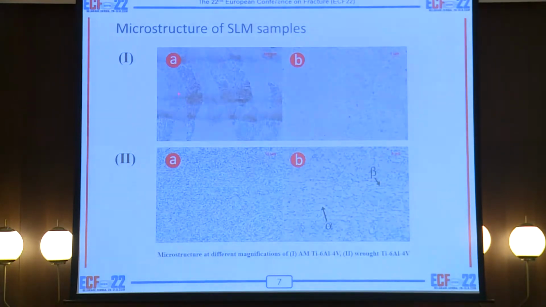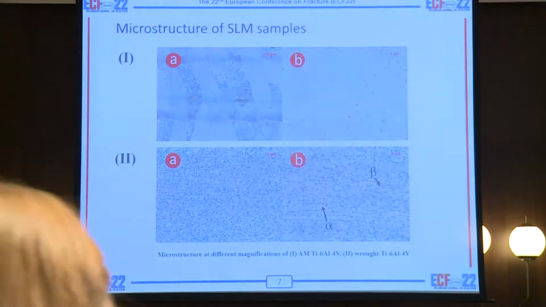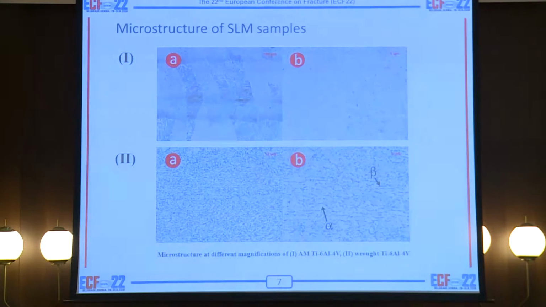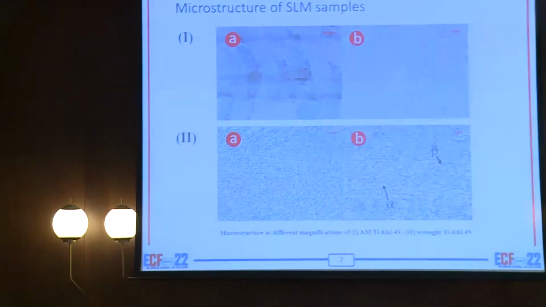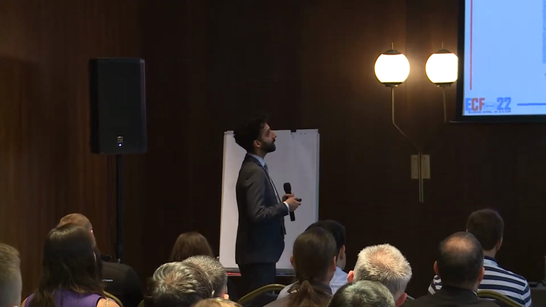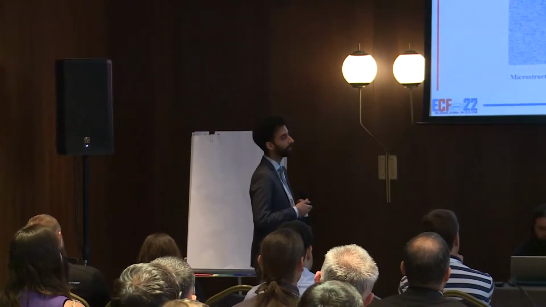What you see is the primary beta grains formed during fabrication, but due to the really fast cooling of the samples while you are producing them, the main phase observed in the samples is the martensite phase. And you can see these dendrites, which are a combination of alpha prime, alpha double prime, and beta prime in the material.